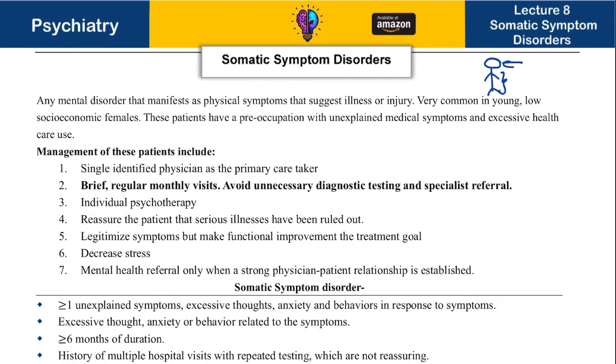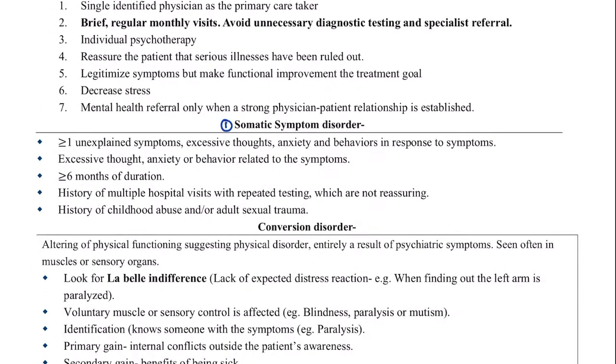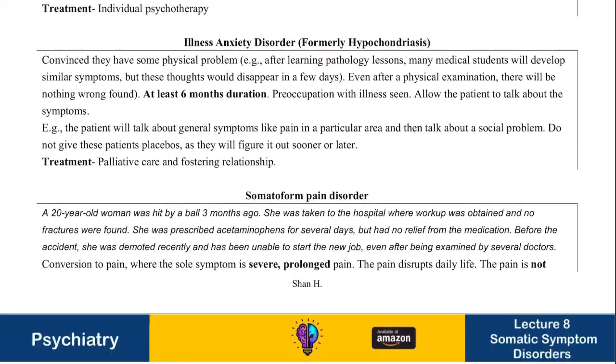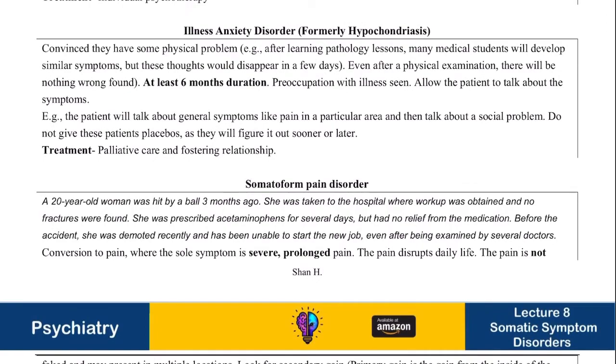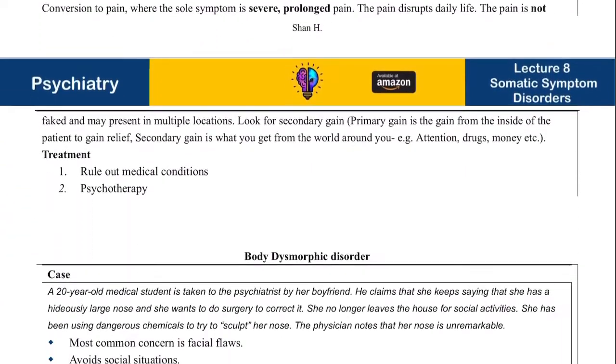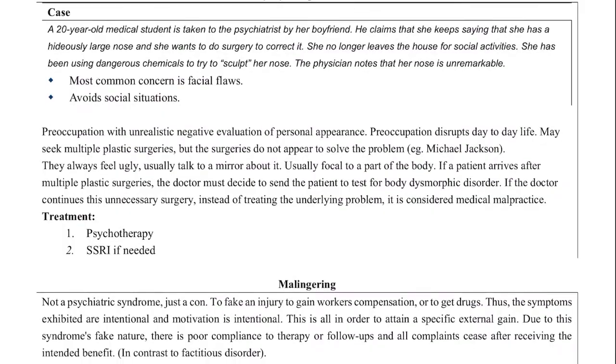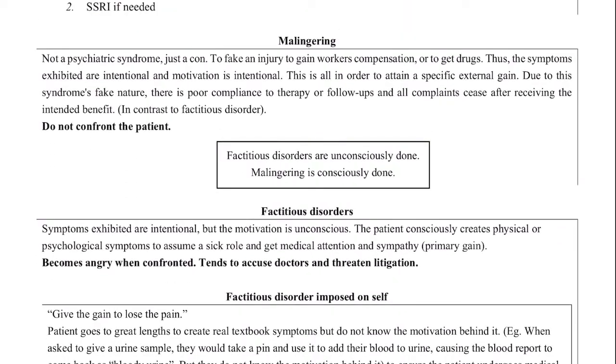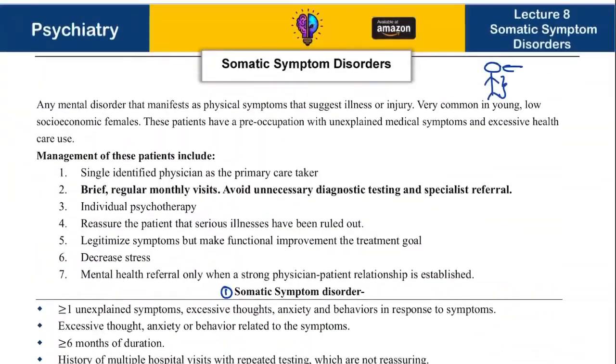And for the management of these patients, we will talk about several types, including somatic symptom disorder, conversion disorder, illness anxiety disorder, somatoform pain disorder, and body dysmorphic disorder, and finally, malingering and factitious disorders. So let's take a look at these.